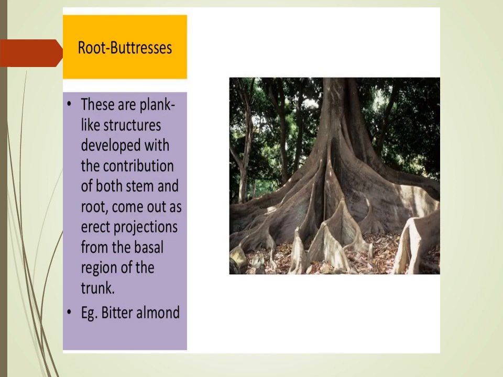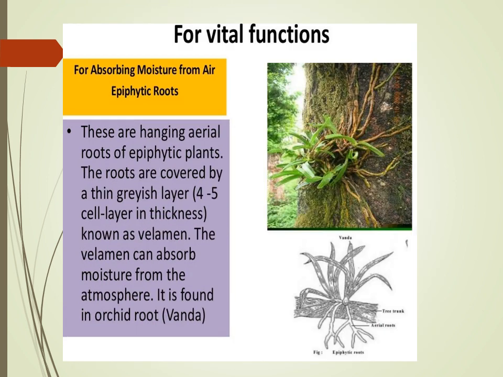Root buttress. These are plank-like structures developed with the contribution of both stem and root, which come out as erect projections from the basal region of the trunk. Example, bitter almond. As far as the vital functions are concerned, we have velamen.